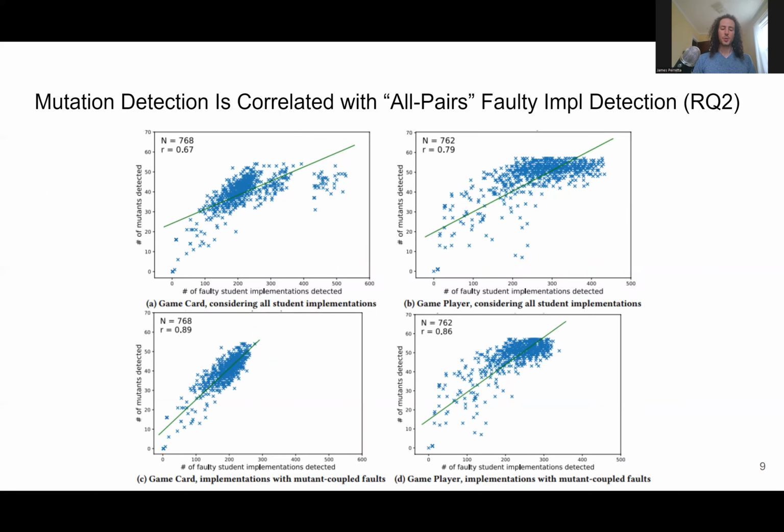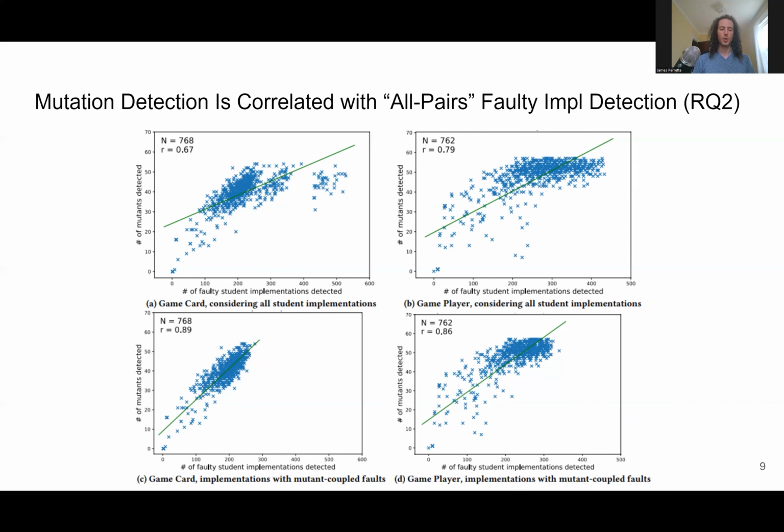In answering research question 2, we collected mutation scores for every student test suite again, and additionally we simulated all pairs grading and collected the number of faulty student implementations detected by each student test suite. Note that this required us to use only assignments where students submitted test cases and implementations. Each point on these plots represents one student-written test suite.